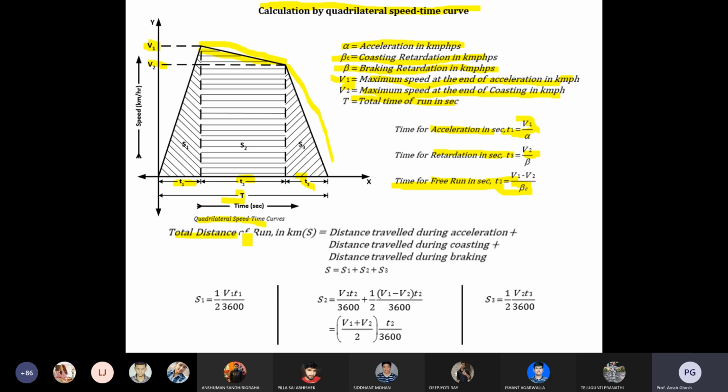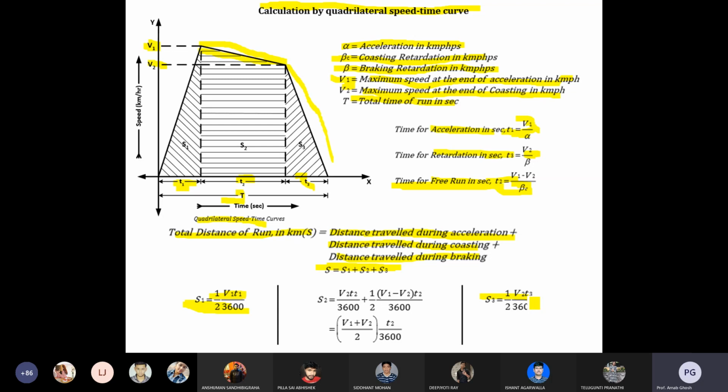In the quadrilateral speed time curve, the total distance of run in kilometers is the distance traveled during acceleration, the distance traveled during the coasting period, and finally the distance traveled during braking. So S equals S1 plus S2 plus S3. S1 equals half base into height, where base is T1 and height is V1. So S1 is half V1 T1 whole divided by 3600. And S3 is half V2 T3 whole divided by 3600.